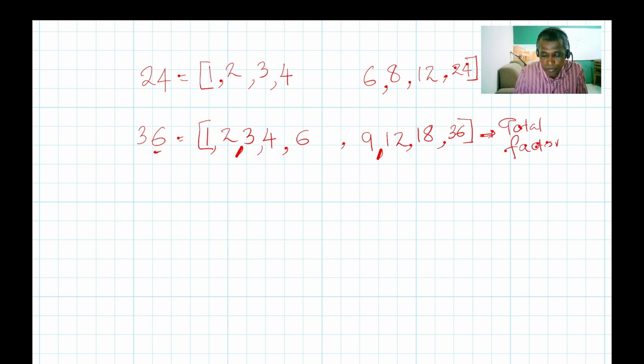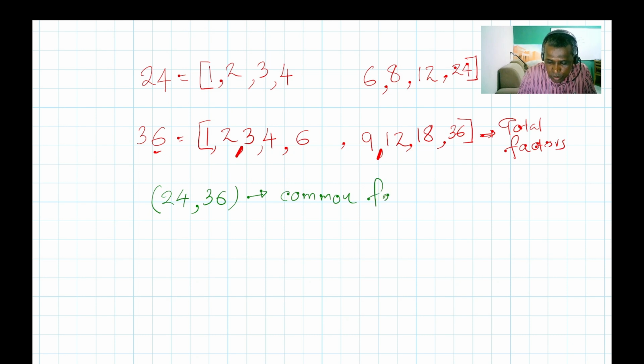Total factors. Now I am going to mark what are the common factors for them. I am going to write down these numbers, 24 and 36, and the common factors. Common for both. Sometimes maybe 3 numbers, 4 numbers, but now here we have only 2 numbers. Now I am going to mark common for both. What are the common factors for both?